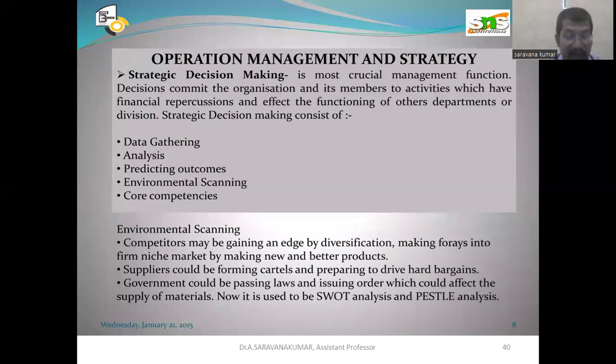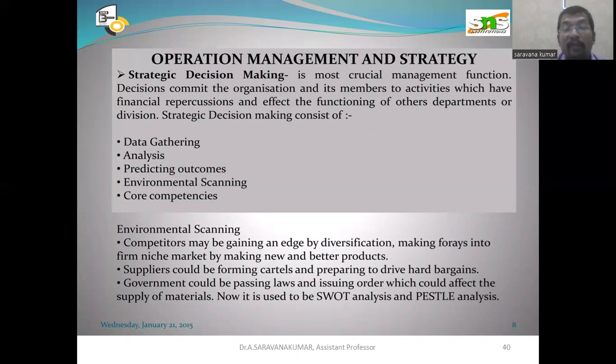Operation management and strategy. Strategic decision making is the most crucial management function. Decisions commit the organization and its members to activities which have financial repercussions and affect the functioning of other departments and divisions. Strategic decision consists of data gathering, analysis, predicting outcome, environmental scanning, and core competency.